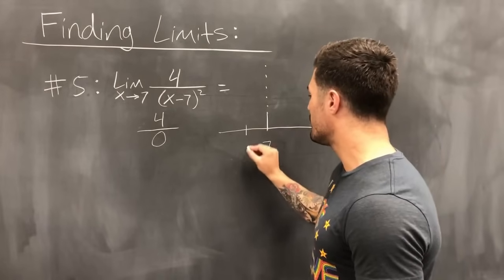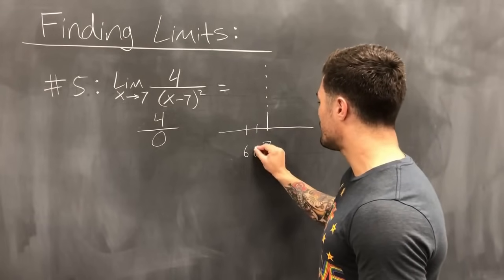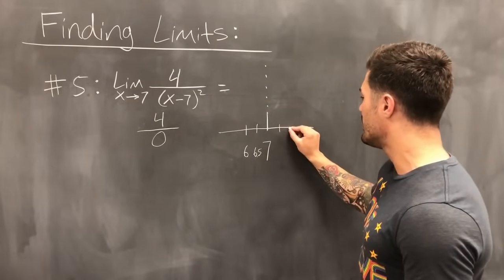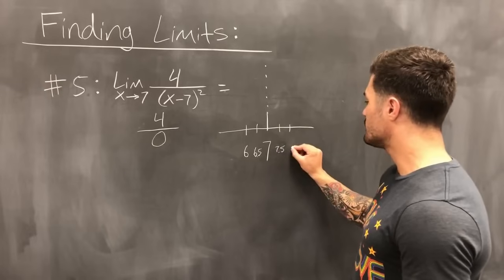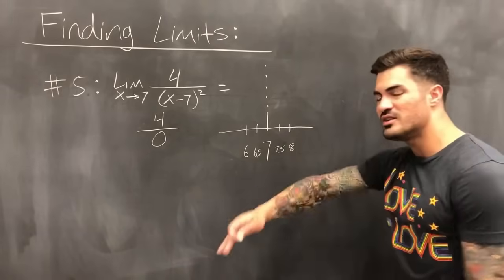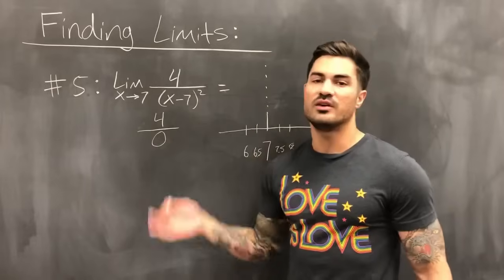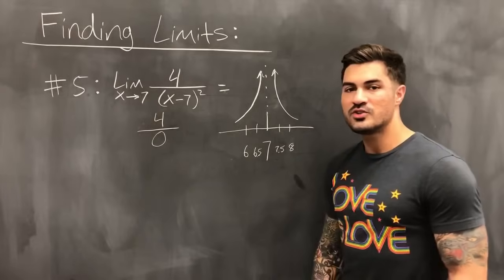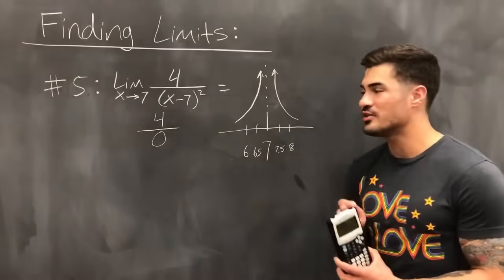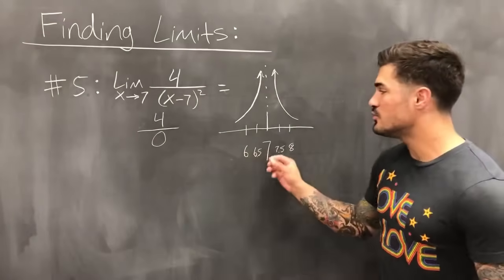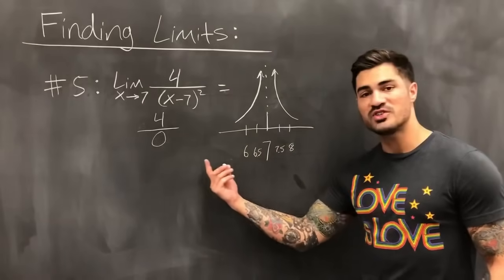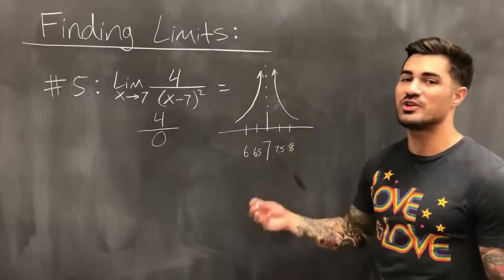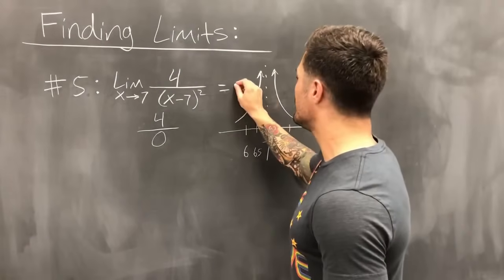So maybe I'll plug in 6 and 6.5 over here, and then maybe here I'll plug in 7.5 and 8. And I'll see what's happening. Is it increasing, decreasing? And then I'll come up with whether it's infinity, negative infinity, or just flat out does not exist. So there are 2 ways you can go about this. You can use your calculator and plug in numbers. And if you do that, you will see that as x approaches 7 from the left, my y values are getting bigger and bigger, and the same from the right. So we could write an infinite limit of infinity, which is true.